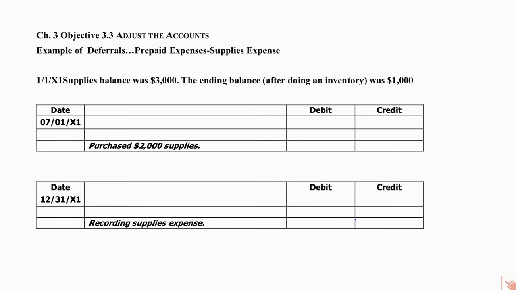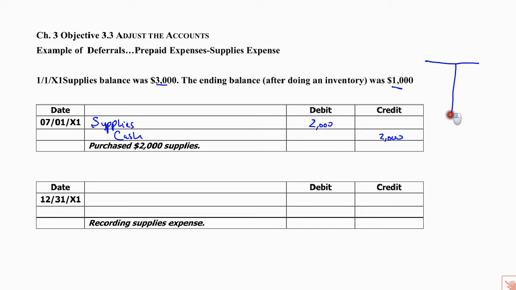All right, let's look at the next one. It's another example of a deferral, and this one is supplies expense. And the first entry, again, it's a normal entry. It's just telling us we bought $2,000 of supplies, and it didn't tell us on account or not, so I'm going to say we bought it with cash. 2,000. On the first of the year, it was 3,000. The ending balance was 1,000.